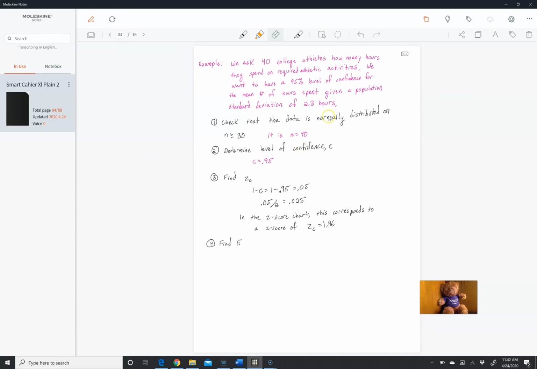I meant to put our instructions in black and our work in pink, but I'm not going to rewrite all of that.